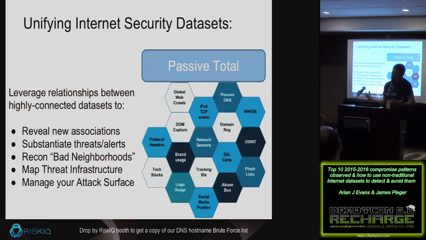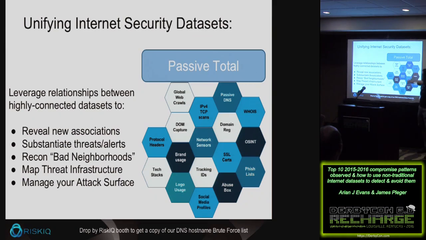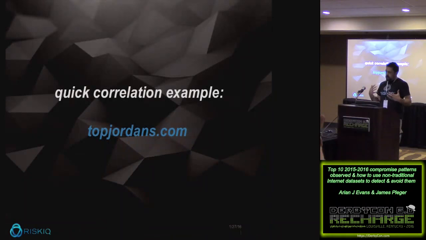So we want to pull all this data together and use it essentially to reveal new associations, map out bad neighborhoods. We were in the process of doing this at Derbycon last year, but we acquired Passive Total, which is a free community edition product for you to use in investigation. It's got a UI, or you can just do queries through the API, and we dropped it on top of our data sets, and we're slowly exposing these data sets through Passive Total so you can have access to them in the community.